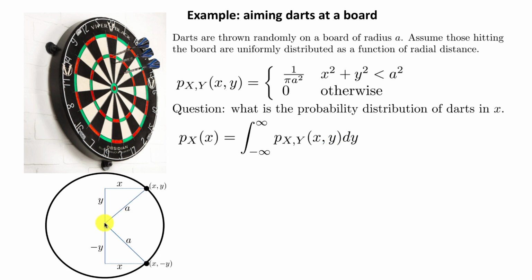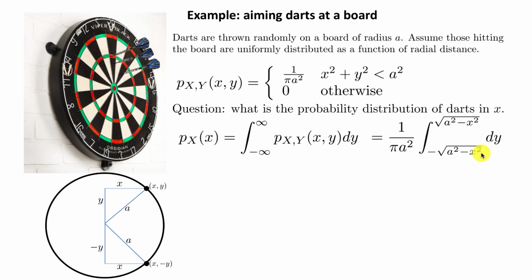So here is the center of the dartboard, the radius is a, this distance is x, and y is here, minus y is here. And we're going to integrate all the way from minus infinity to plus infinity, but with x being fixed. So if x is this, then the maximum value that y can take will be square root of a squared minus x squared, and the minimum value, as you can see from here, will be minus square root of a squared minus x squared.